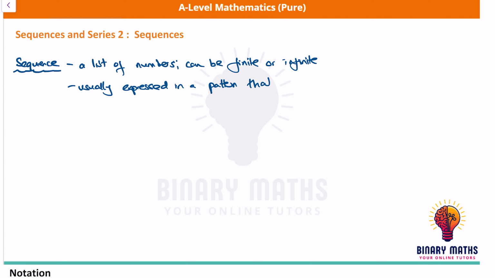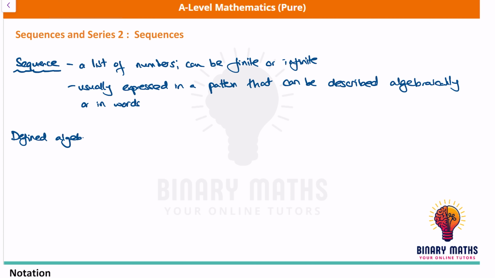It can be expressed or described algebraically. So obviously for this course it's normally described algebraically or in words. When it's defined algebraically, it is defined in two ways. The first way is defined by the term number.